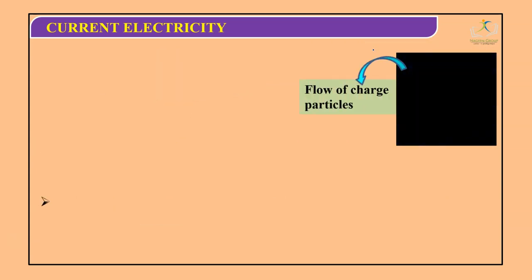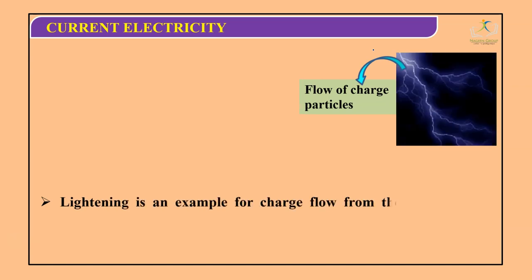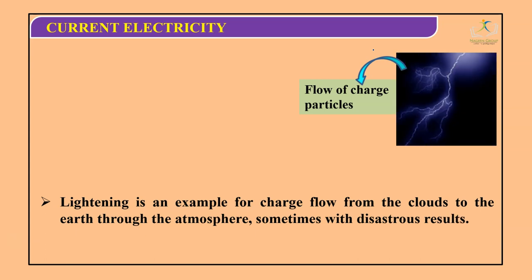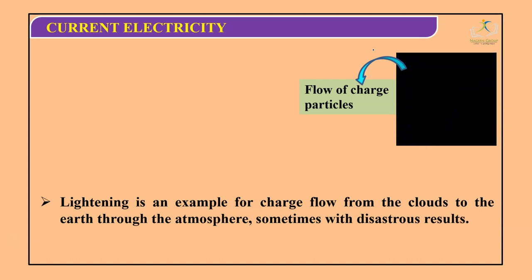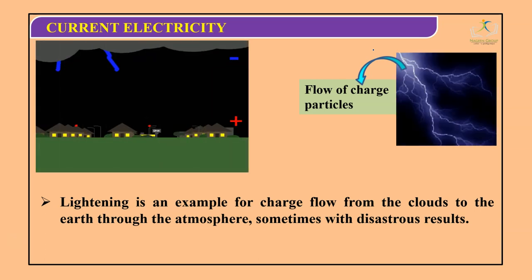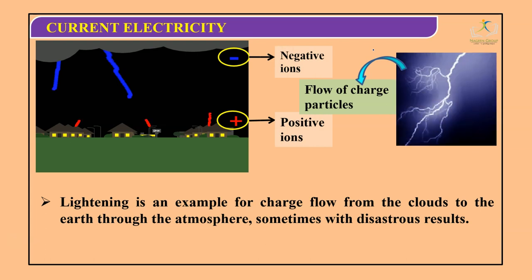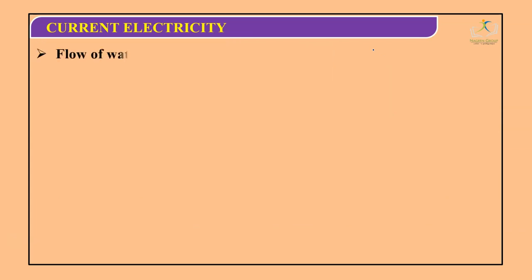The flow of charged particles, that is lightning, is an example of charge flow from the cloud to the earth through the atmosphere, sometimes with disastrous results. So this is also an example of lightning. There are negative ions and positive ions for that.